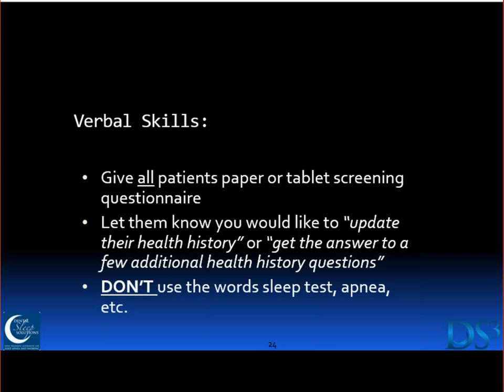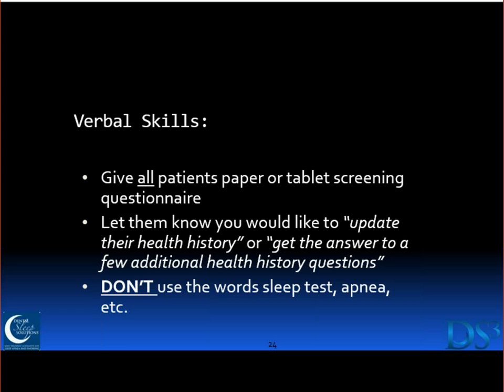The key to this is that everyone that comes to your office is going to be screened. It is your obligation. So let's screen them with paper forms or tablet forms like we use in our office. And when patients ask what this is all about, when you're handing them the forms to fill out, just say, we're updating your health history and we want to get a few answers to some of your health questions. Don't tell them, hey, we're going to try to see if you have apnea by filling this out.